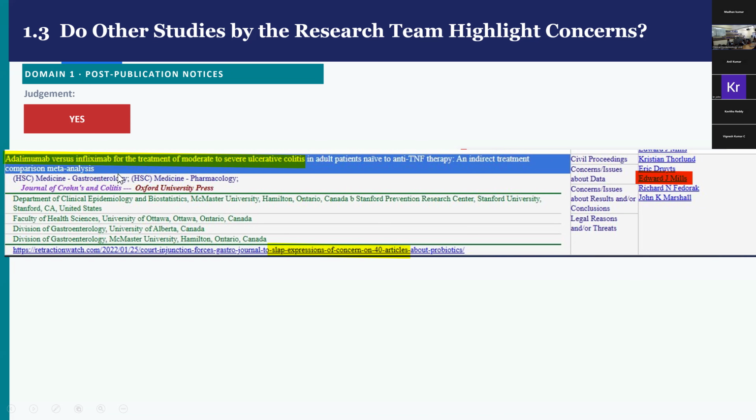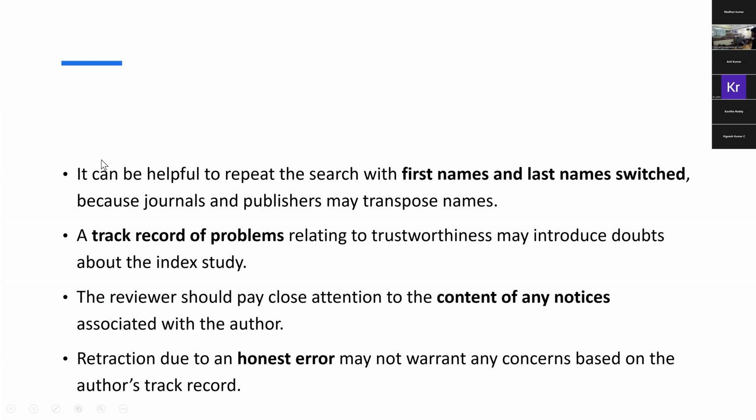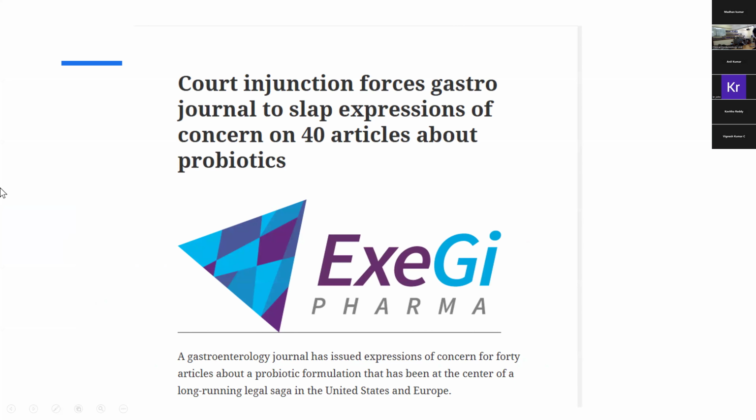And when we went into the details of why exactly there was an expression of concern, it was because in their study they had used a different formulation of VSL3 and had shown some benefit of VSL3 in IBD, ulcerative colitis. But subsequently, after 2016, the company that manufactured VSL3 changed the initial formulation. So the study's findings were not directly applicable to the current version of VSL3. And after a court ruling, the study was asked to put up an expression of concern. It is not a problem with the author per se directly.